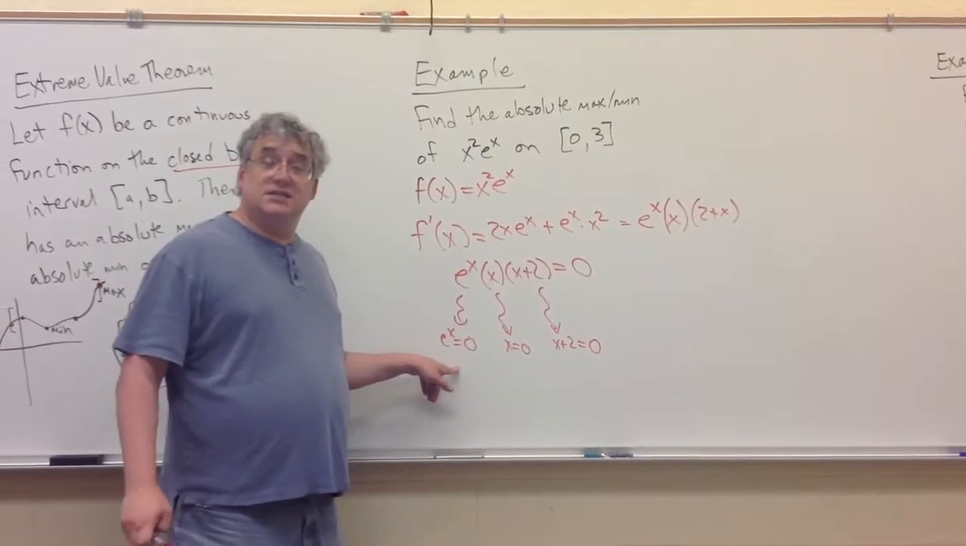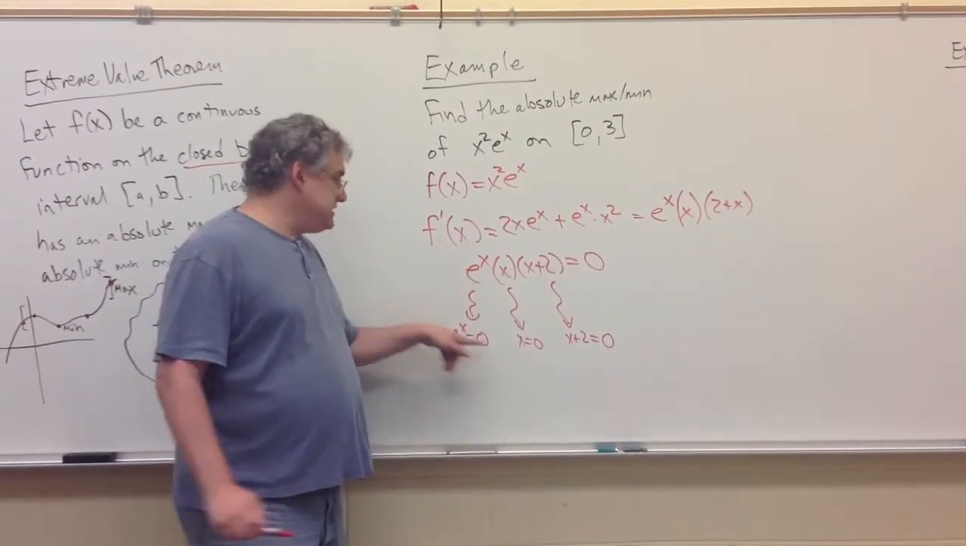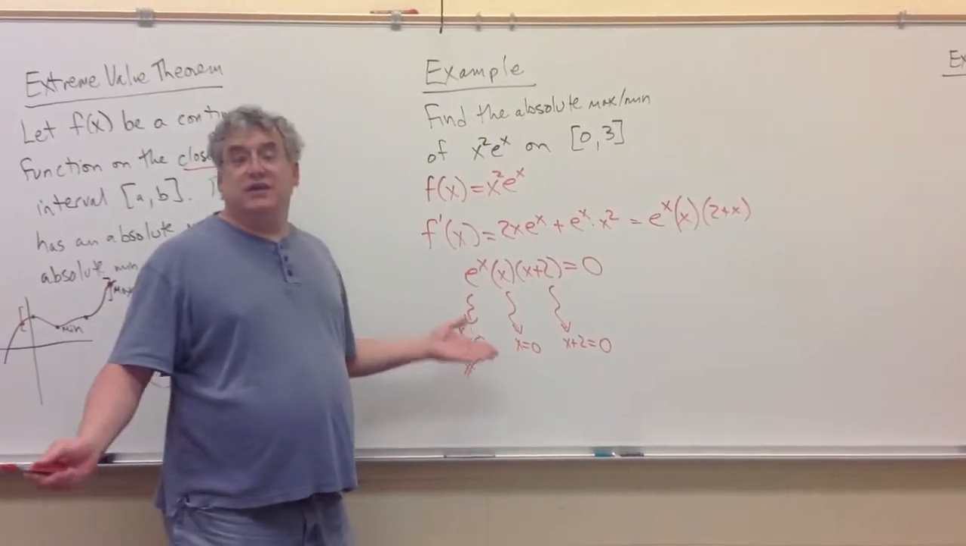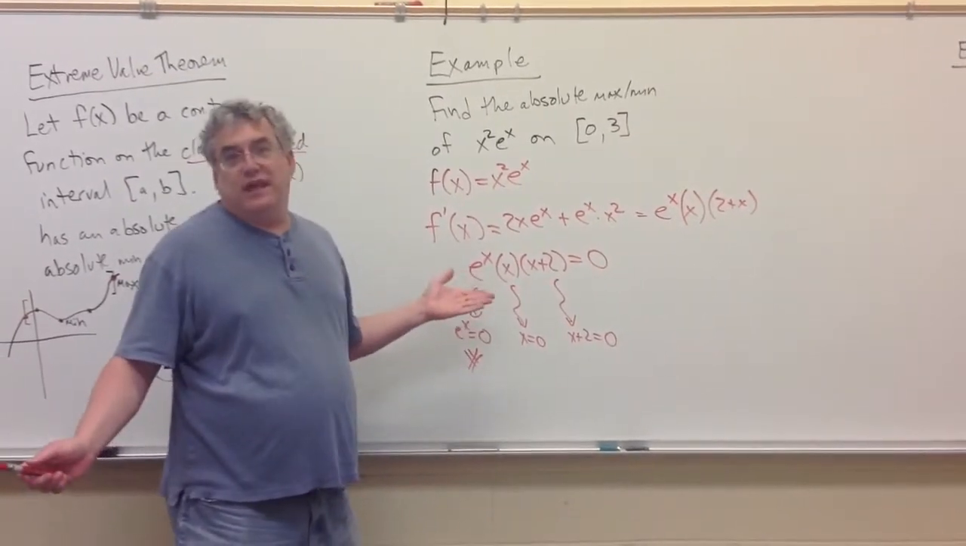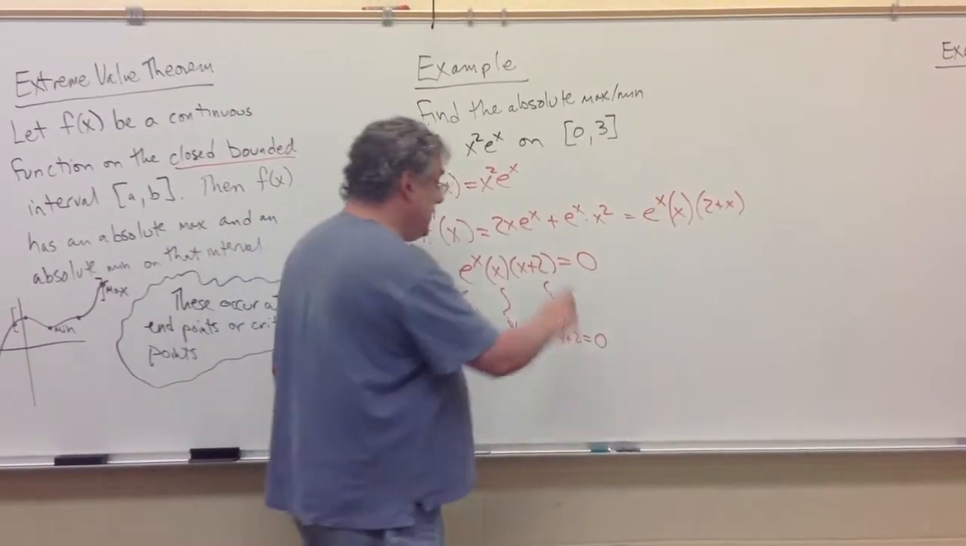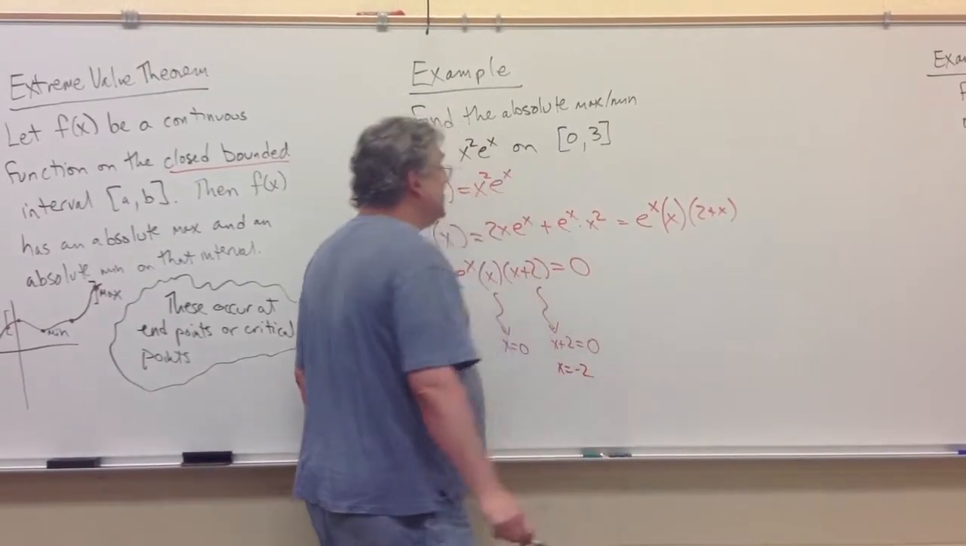We've already discussed this in a different video, but e to the x can't be 0. It has no possible way to be a solution. That's not a problem. No solution from that one is not a problem. It just means that one isn't one of the answers. This one, x equals 0, well, that's done as a critical point. And x plus 2 equals 0, that means x equals minus 2 is a critical point.